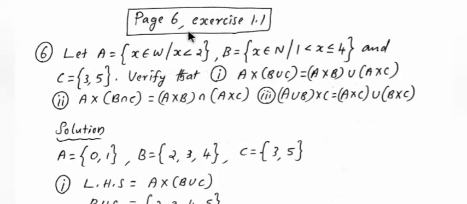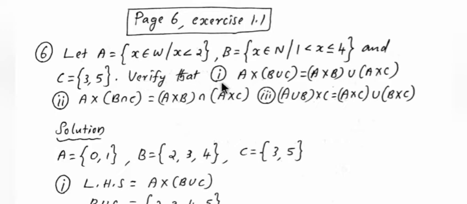Page number 6, exercise 1-1. Question number 6. Let A = {x ∈ W such that x < 2}, B = {x ∈ N such that 1 < x ≤ 4}, and C = {3, 5}.